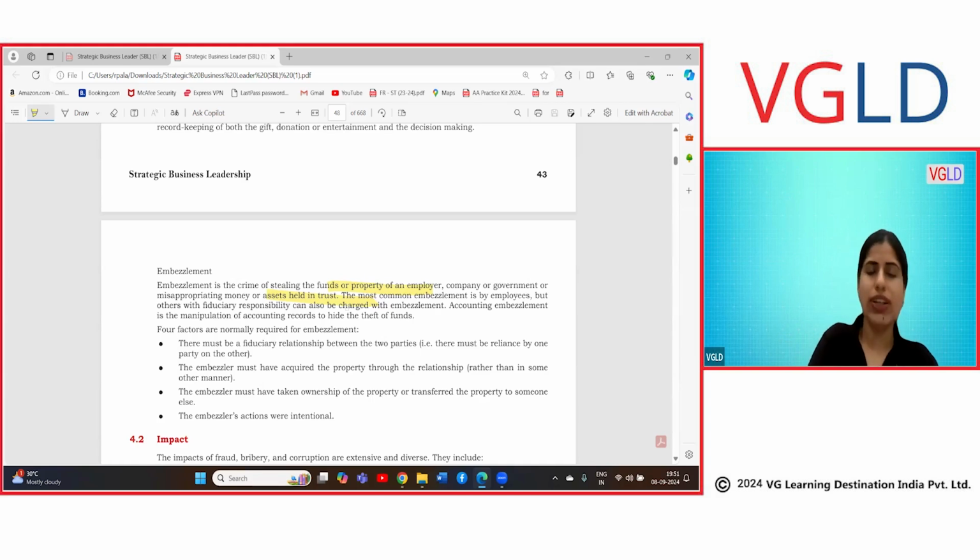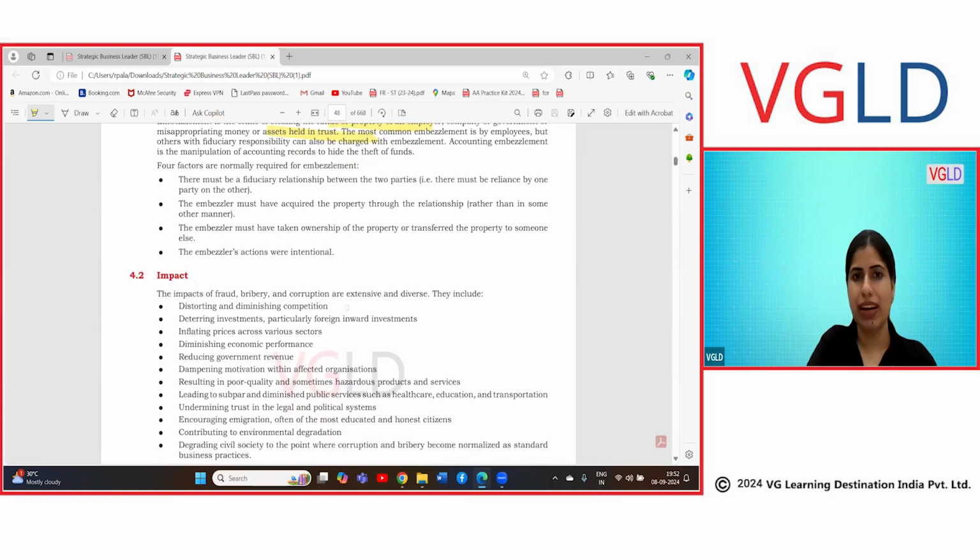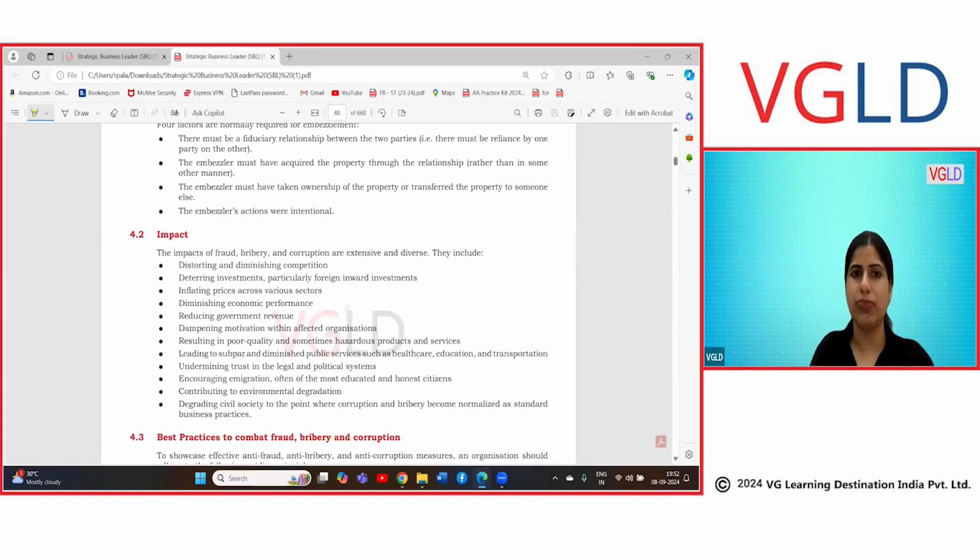Okay. So now what could be the impact of these areas, whatever we have covered in terms of corruption, bribery? So what could be the effect?